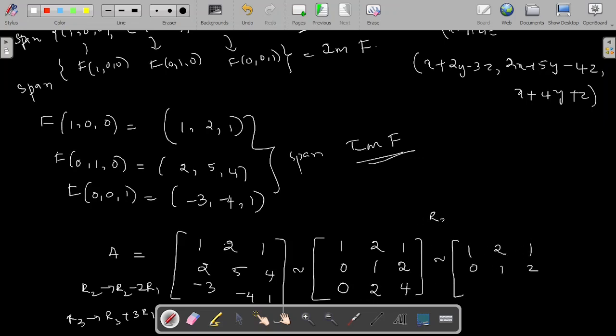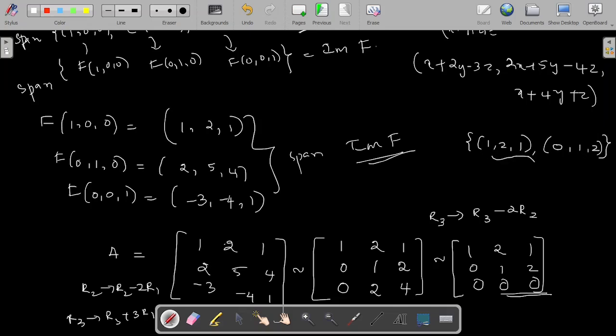Here R3 changes to R3 minus 2 R2. So 0, 2 minus 2 is 0, 4 minus 4 is 0. So you got a zero row. That means all these three vectors are not linearly independent. Only the first two, (1, 2, 1) and (0, 1, 2), these two vectors are linearly independent.